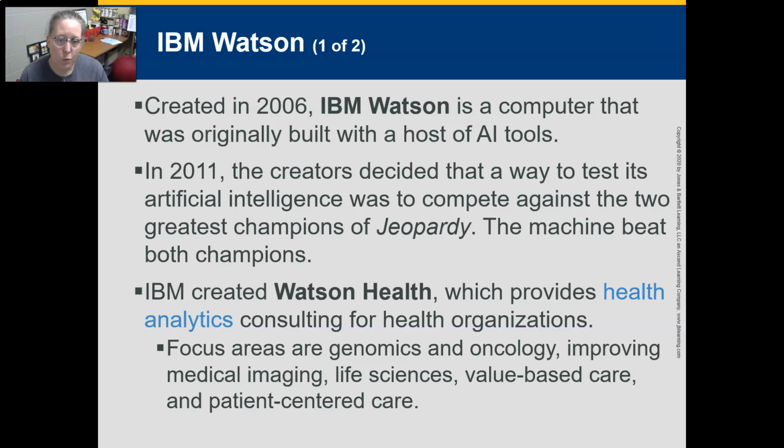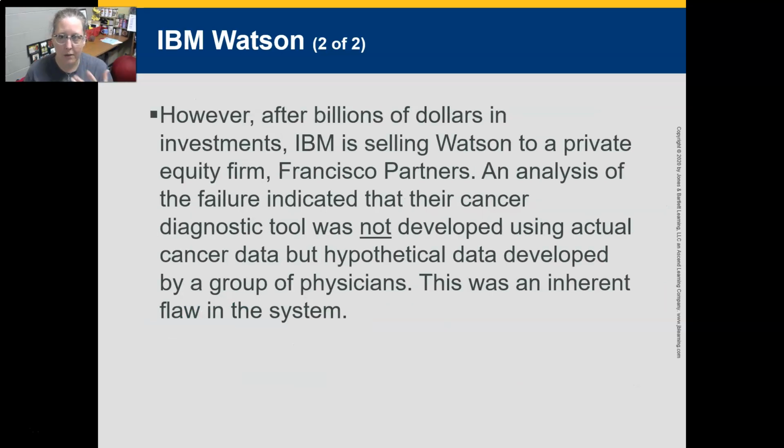IBM then created Watson Health, which provides health analytics consulting for health organizations. Their focus is genomics and oncology, improving medical imaging, life sciences, value-based care, and patient-centered care. If you want to bring AI tools into your healthcare practice, Watson Health might be one of the places to go to make it work. And they also are really concerned with cybersecurity.